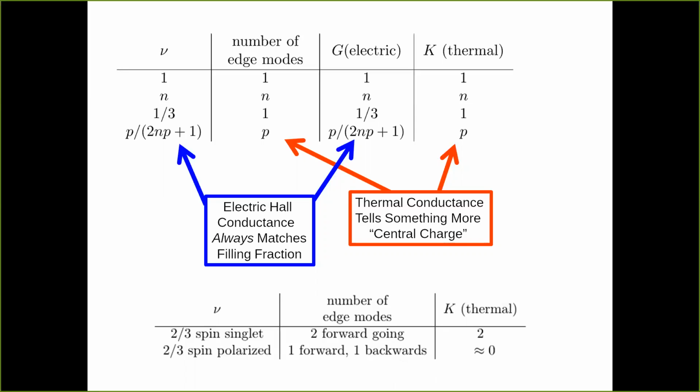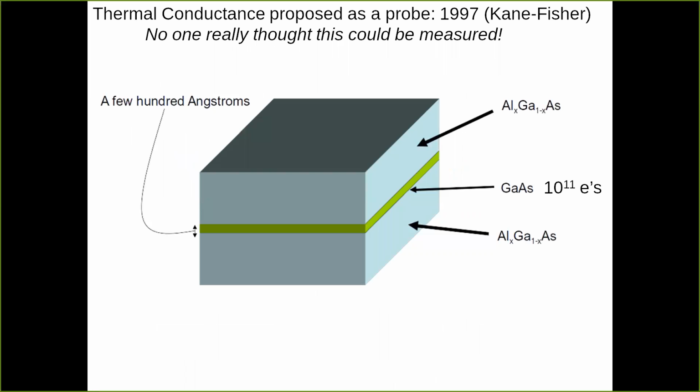Now, when this was first proposed as a probe, that it would be interesting to measure the thermal conductance of a quantum Hall state, this was by Kane and Fisher in 1997, Kane being Charlie Kane. Once again, I am betting that Charlie Kane is going to win a Nobel Prize this fall, but I've lost this bet a number of times before, but we'll see again this year. You heard it here first.